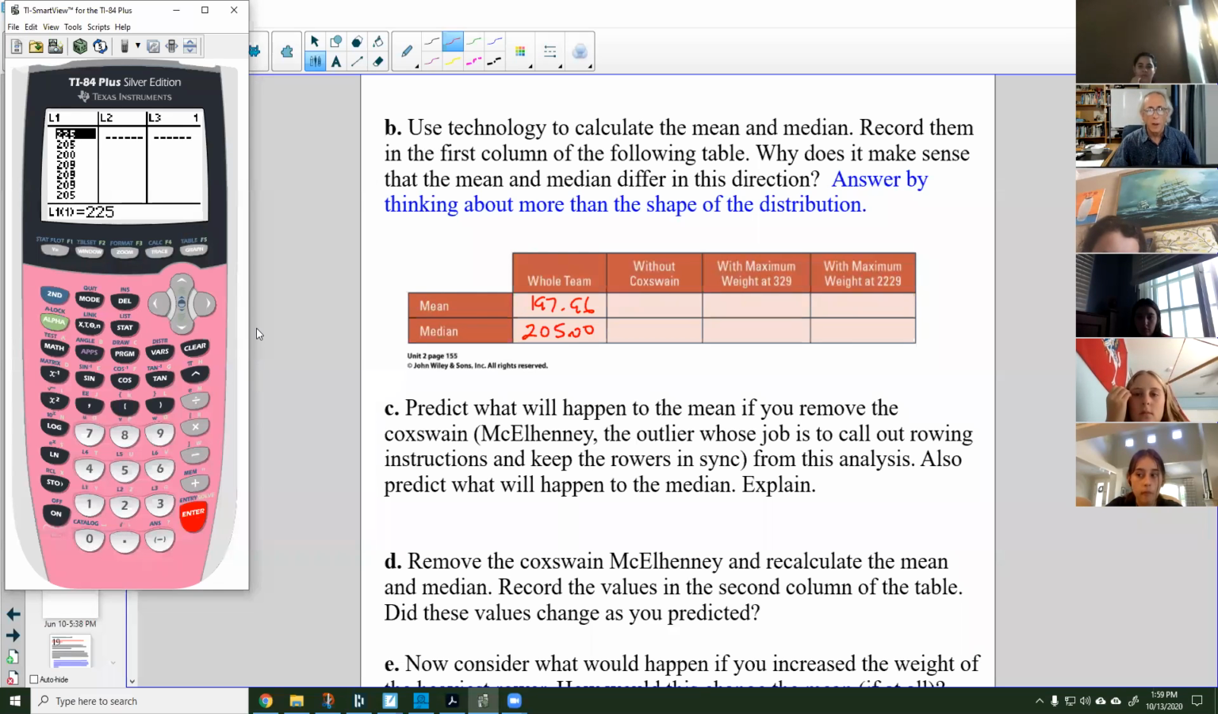Well, so I'm going to ask Magic Ball. If I remove the coxswain, so I'm asking Juliana, if I remove the coxswain from this data here, what's going to happen to the mean? What's going to happen to the mean of the team weight? Is it going to become smaller? Well, the coxswain's the lightest guy. So if I remove the lightest guy, what's the average going to do? Go down, right? Now let's think about it here.